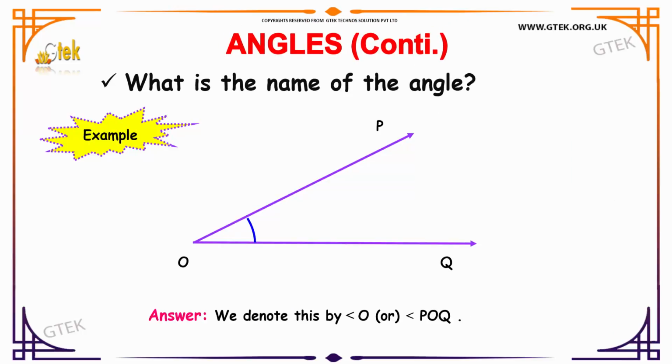Next, we have to find the name of the angle. So the name of this angle here will be what? We can denote this angle either as angle O or as angle POQ with O in the center, because that is the vertex.